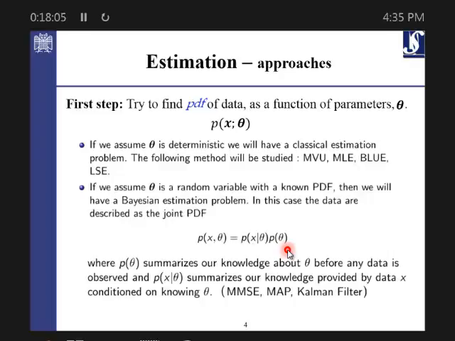And when it's partially linear, then it's called extended Kalman filter. When it's nonlinear, it's called unscented Kalman filter. And when there is no model, there is no probability assigned to the data, then it's called particle filter.